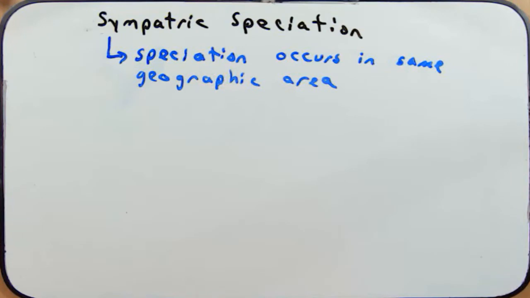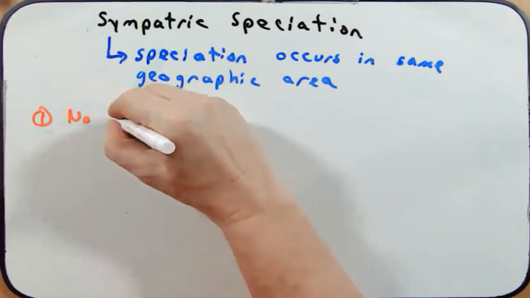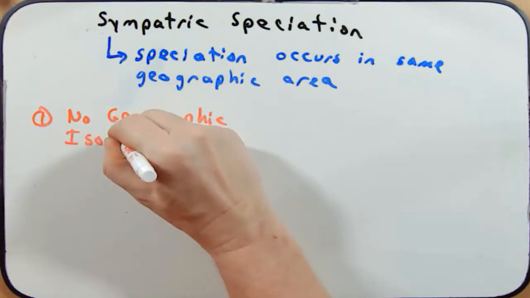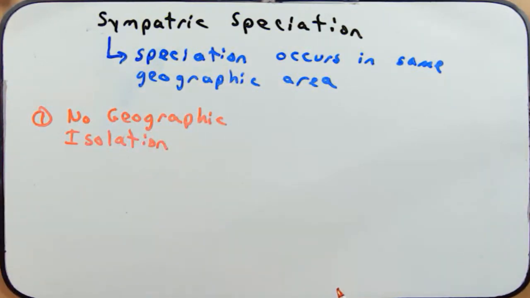So similarly with allopatric speciation, we need to follow these 3 steps for sympatric speciation. But they're not going to be exactly the same as allopatric speciation. The first is that there is no geographic isolation. And this is a big difference, right? Because remember, with allopatric speciation, there was a geographic isolation.